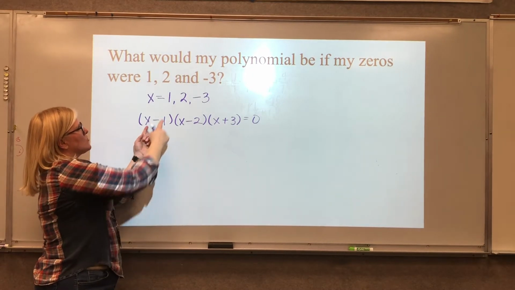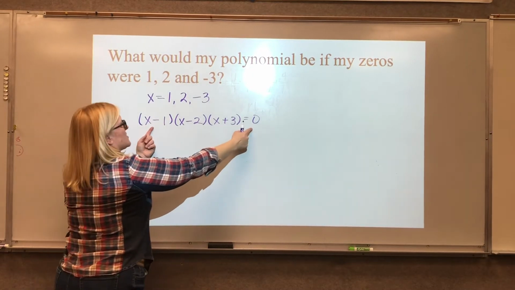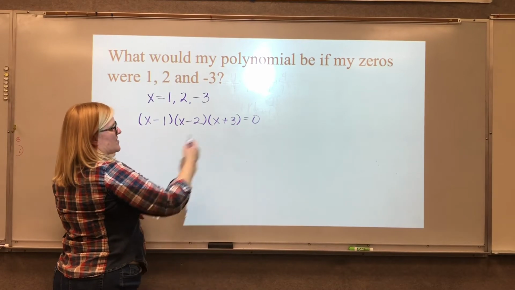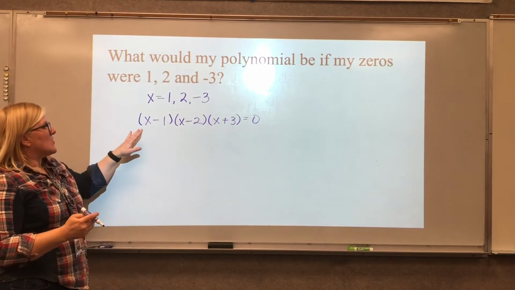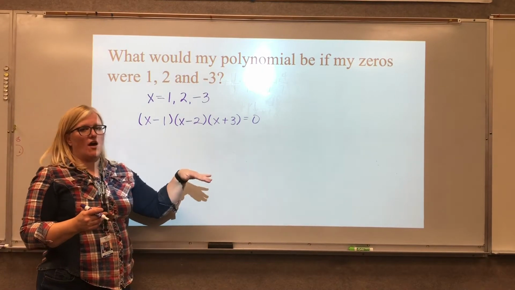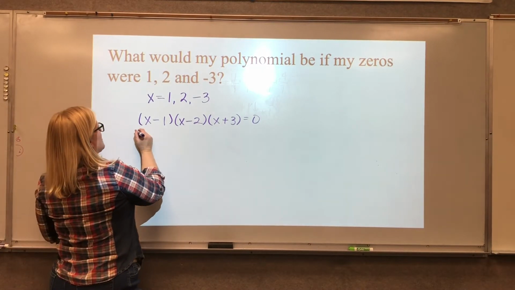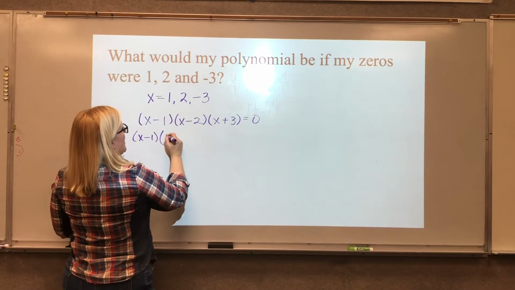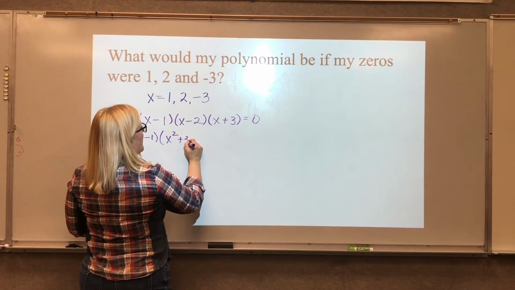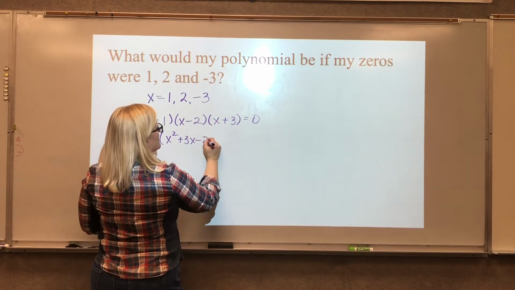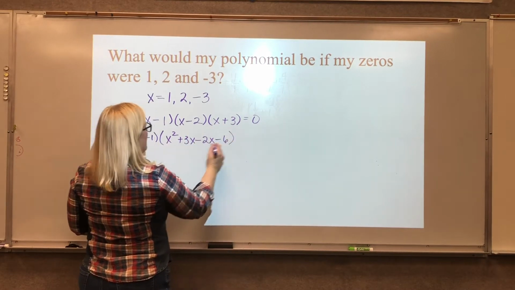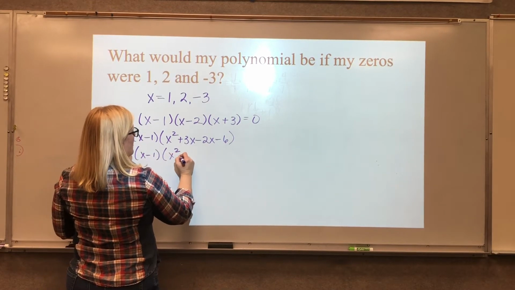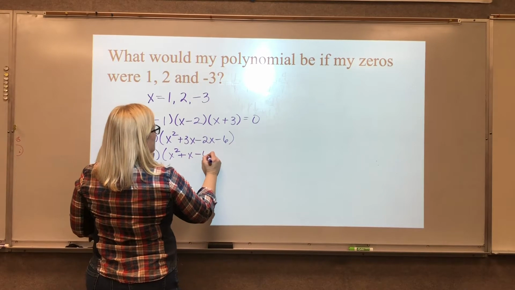If x is 1, this is 0, which makes this 0. If x is 2, it makes it 0. And if x is negative 3, it makes it 0. Okay, so now I'm going to multiply all these together. So I'm going to leave the x minus 1 out here for a minute. X times x is x squared plus 3x minus 2x minus 6. And that gives me x squared plus x minus 6.